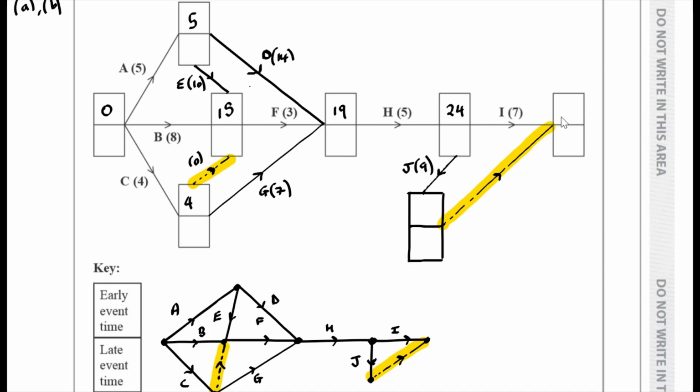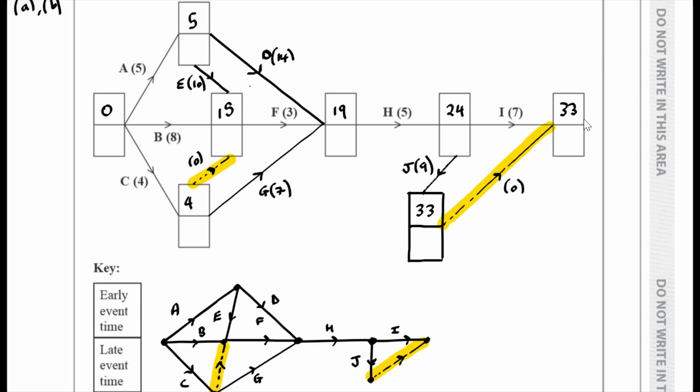24 plus 7, well, we have got to be a bit careful here. Of course, here we have 0. We have to do J first because this depends on this over here. So 24 plus 9, that's 33. And then 33 plus 0, that's 33. Or we could have 24 plus 7, which is 31. We choose the bigger one. So we want 33.